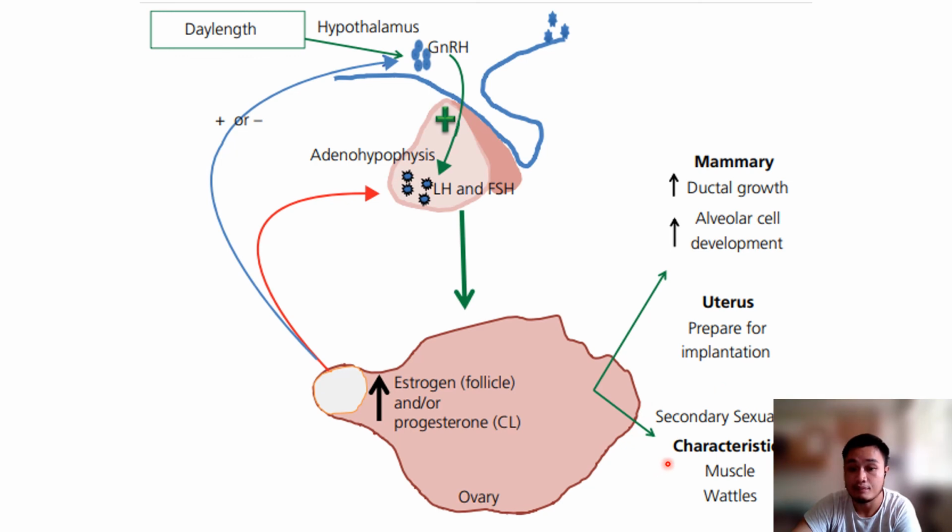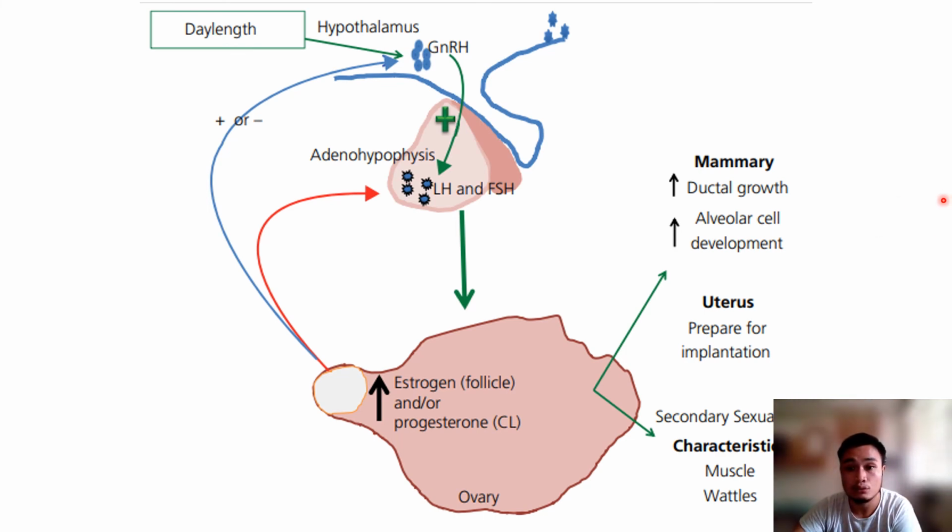So primarily your muscles, for example wattles in male animals, or female characteristics rather in female animals. Of course, we will definitely go back to this figure and how these play in the female reproductive cycle when we go to the reproduction part of our course later this semester.